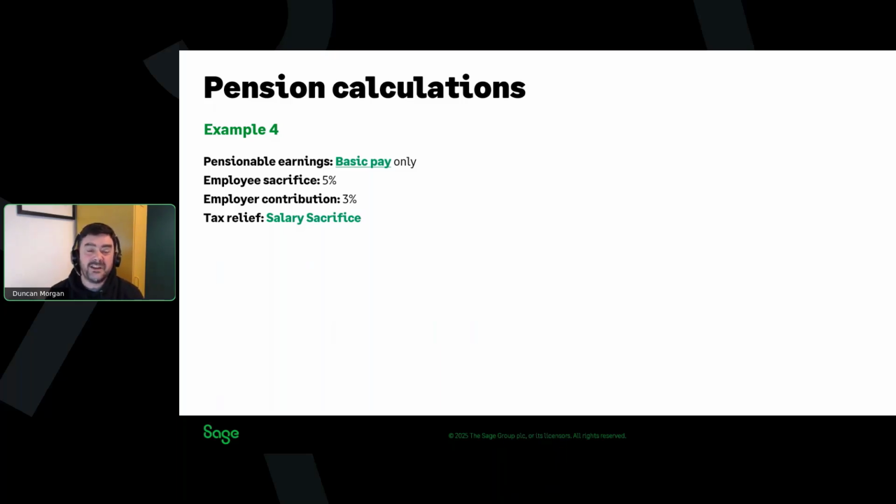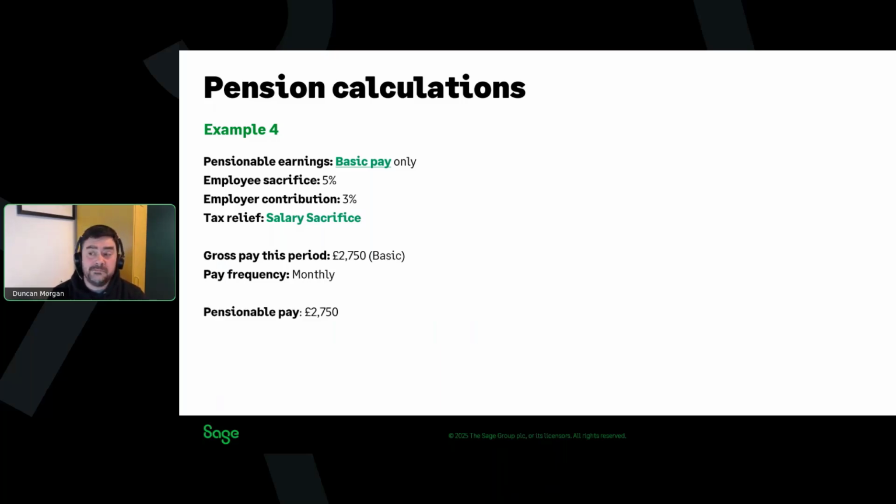And there's no tax relief as such because there's no employee contribution, but because they have a salary sacrifice, it's reducing their gross pay before calculation of tax and national insurance. Gross pay for this period is £2,750, and that's all basic pay, so it's all pensionable, and it's a monthly pay frequency.